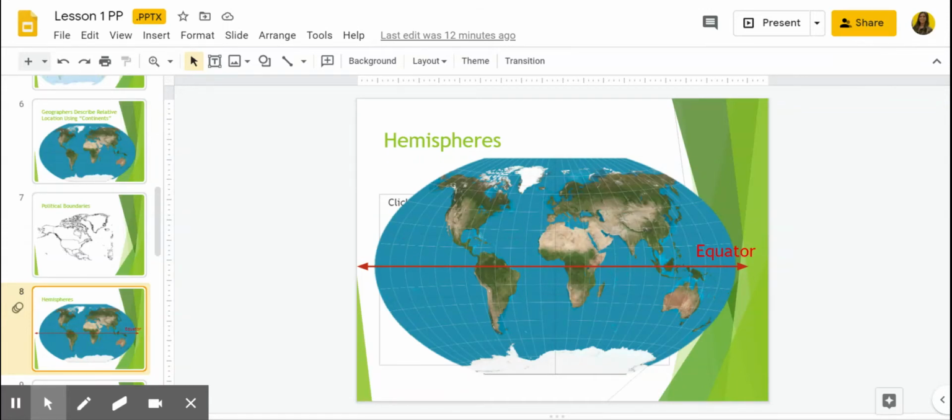All right, so I want you to say the word hemisphere one more time. Now, the Earth can be divided into halves called hemispheres.